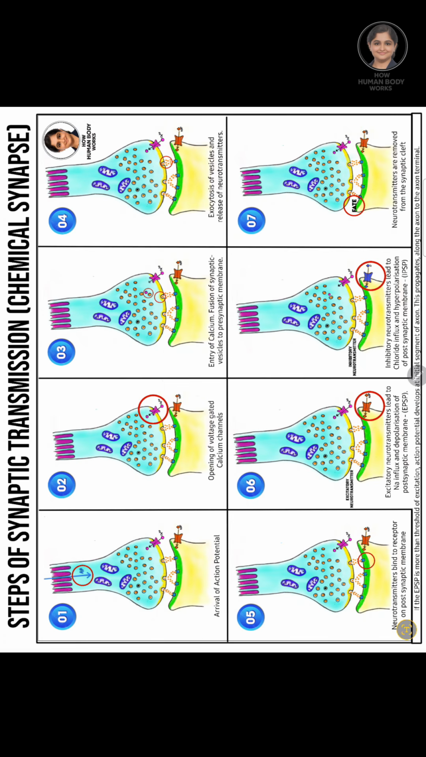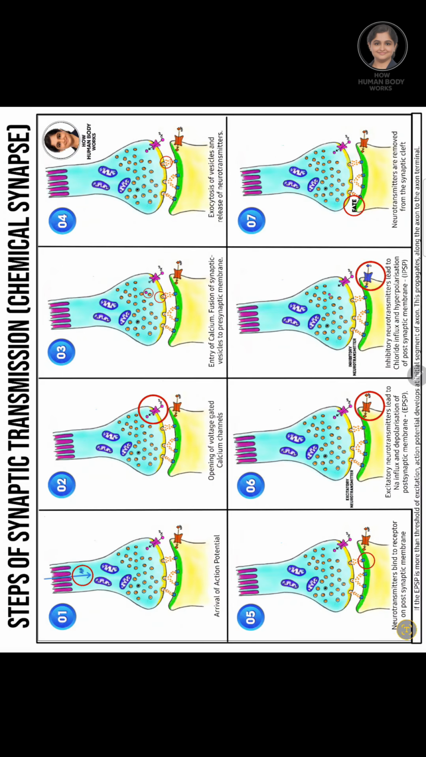Second step is the opening of voltage-gated calcium channels on the presynaptic membrane, especially at the active zone. Okay, so the third step is the entry of calcium via these voltage-gated calcium channels, and it causes the fusion of the synaptic vesicle with the presynaptic membrane with the help of synaptobrevin and syntaxin.